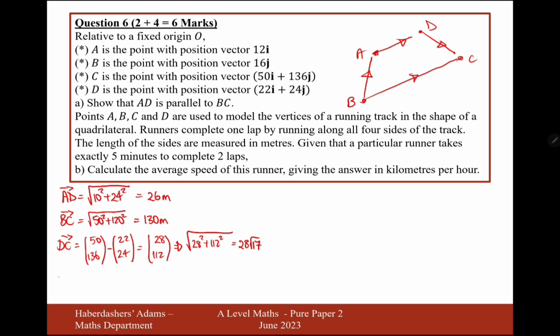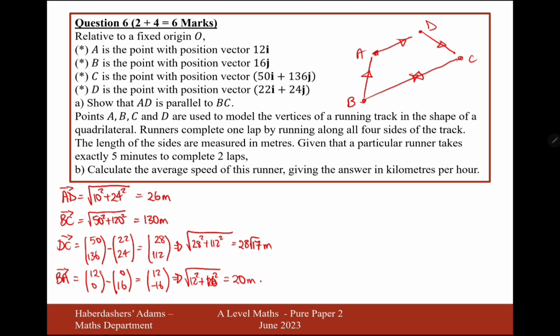And then the next vector we'll go along is, they'll go backwards that way and then forwards up this way. So from B to A. So B to A is A take away B. So (12, 0) take away (0, 16), which is (12, -16). And the distance of that, 12 squared add 16 squared, square rooted, is 20. Right, so we've got all of the meters now.